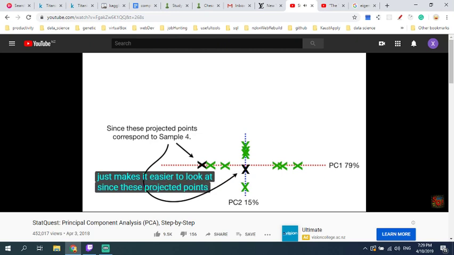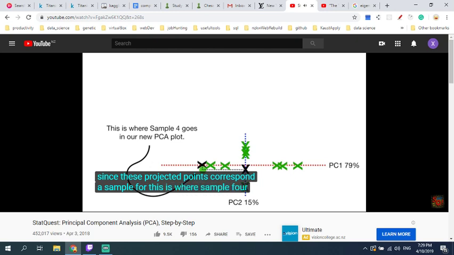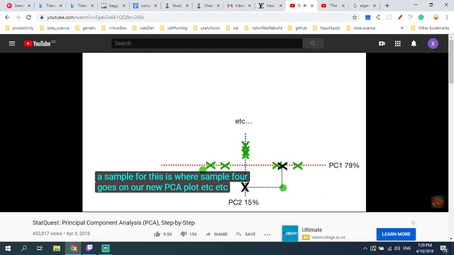Since these projected points correspond to sample 4, this is where sample 4 goes in our new PCA plot, etc., etc., etc.